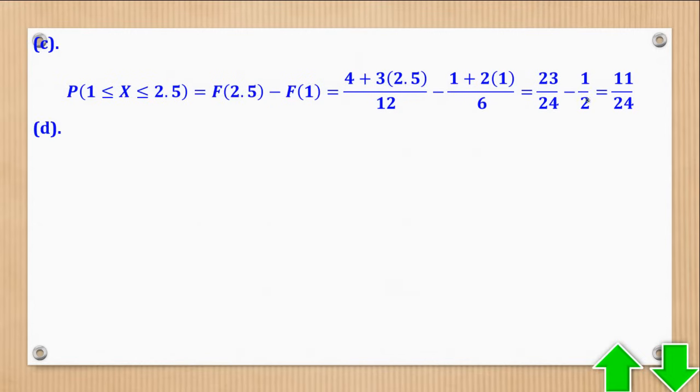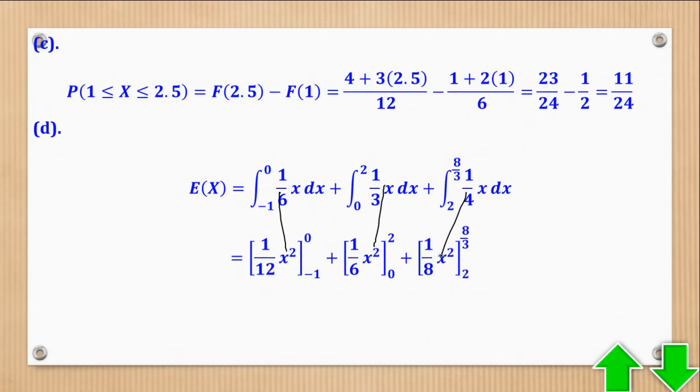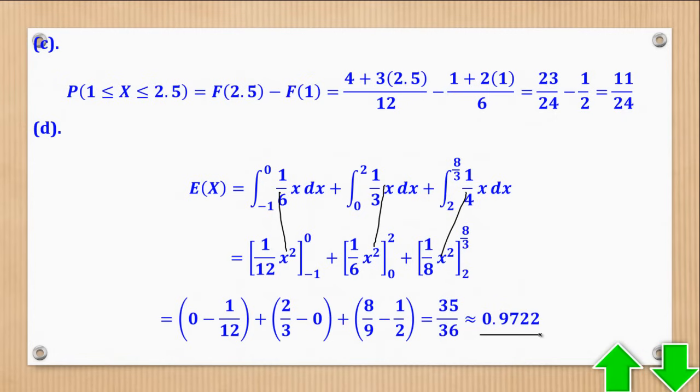And that is it. Then part D, they wanted the mean of x. Mean is got by integrating small f(x). So integrate. Remember it is x times f(x). So this times x gives you this, this times x gives this, this times x, you get that. So integrate all, for this one get this, for this one integrate, for this other integrate, then substitute limits and get the required mean. And that's what they wanted.